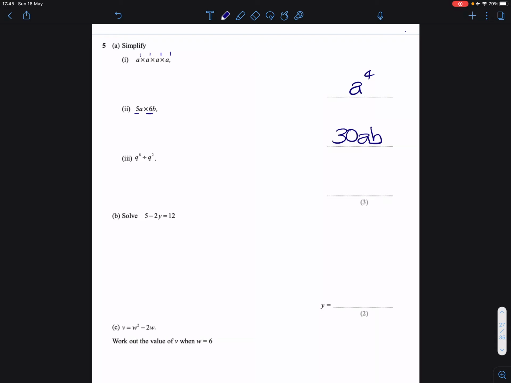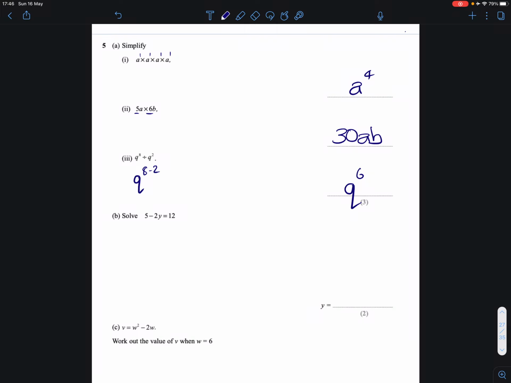Part 3, we have q to the power of 8 divided by q to the power of 2. When you divide bases that are the same, you subtract their powers. So we're going to end up with q to the power of 8 minus 2, which will give us q to the power of 6.